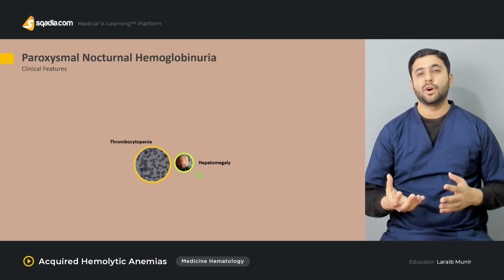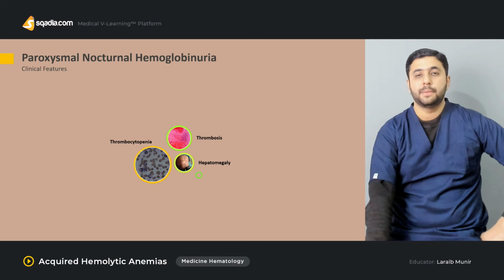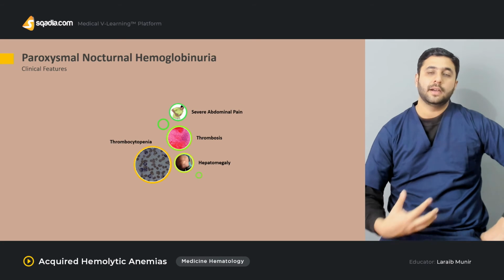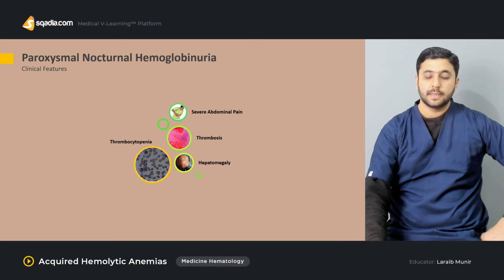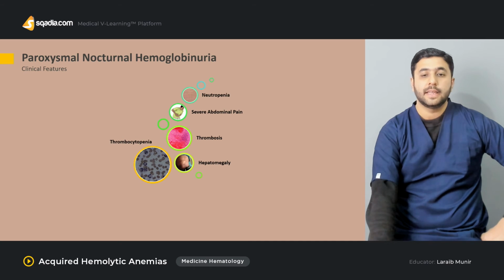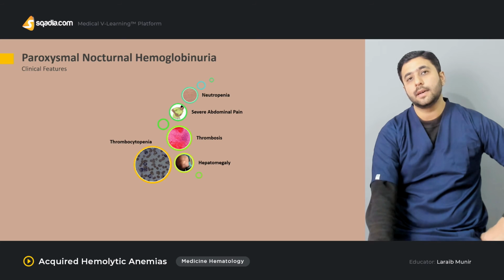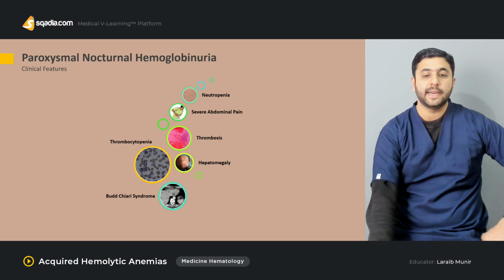And if the thrombus is formed in a hepatic vein, it leads to hepatomegaly, or it can lead to a syndrome called Budd-Chiari syndrome. Thrombosis because of the procoagulant factors being released. The patient, because of the hepatomegaly, or if the intestinal vessels and intestinal venules or veins are involved, the patient might have mesenteric ischemia, and he can present with severe abdominal pain. There will be neutropenia because of the WBC involvement and the hemolysis process.